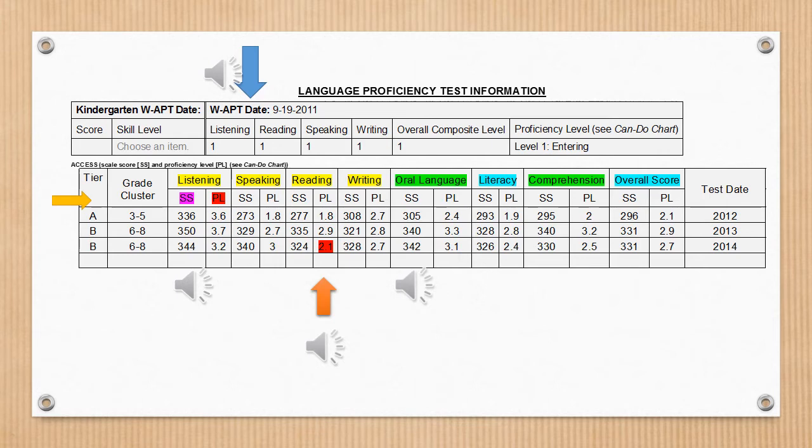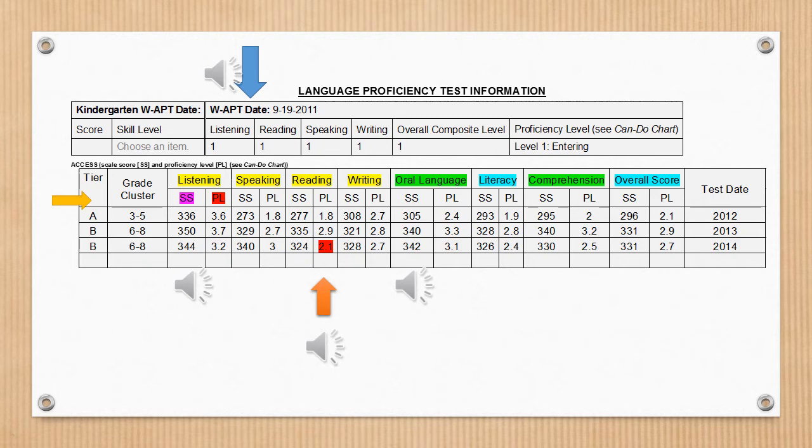We can, however, compare the scaled score in listening from 336 in 2012 to 350 in 2013, thereby showing a growth for that student in the domain of listening. ACCESS testing is one point of data that allows us to provide appropriate accommodations for the students within the classroom and for testing. We also see across the domains of listening, speaking, reading, and writing where an area of weakness for that student might be.